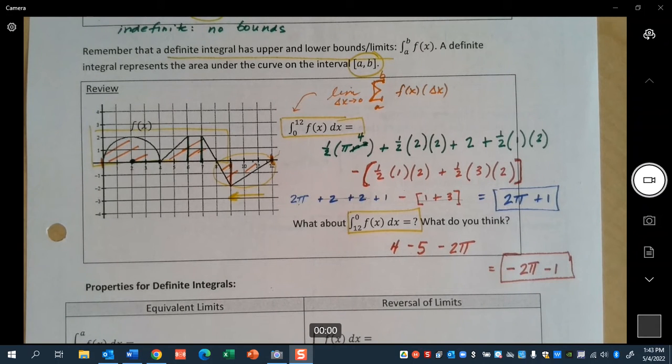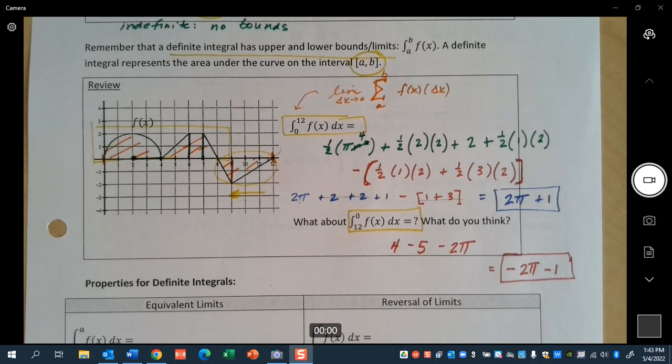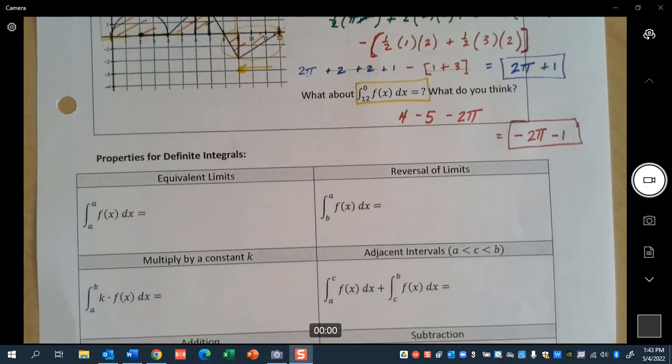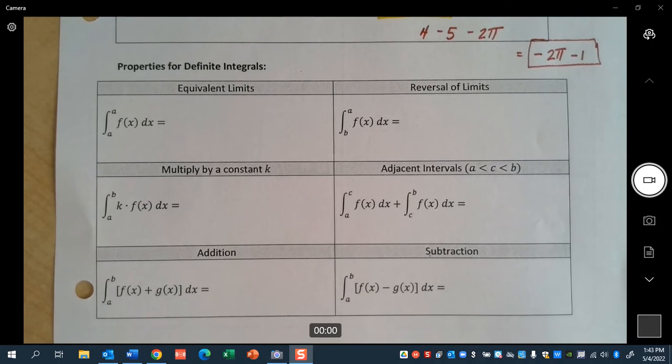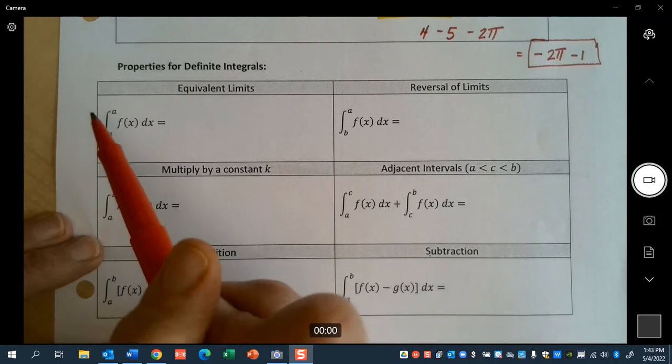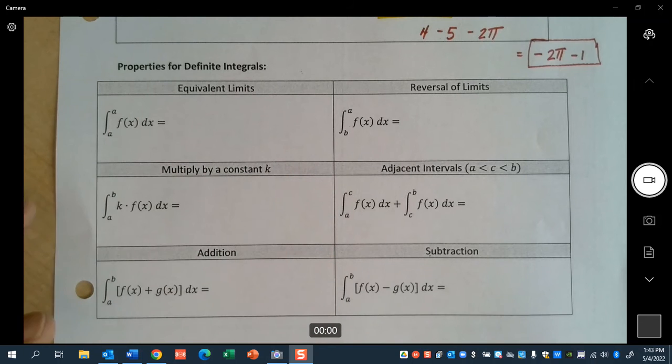All right, so we're going to talk about some properties for definite integrals. We can add these to your list of tricks that you know what to do with. If I am coming up with this area under the curve from A to A, what do you think that means?